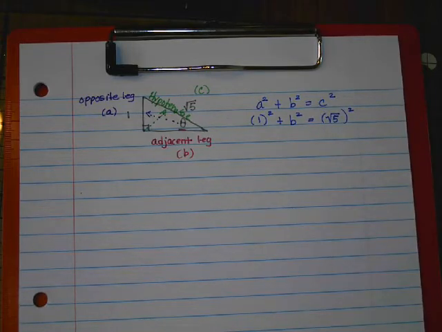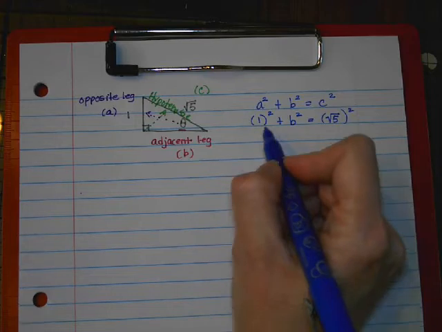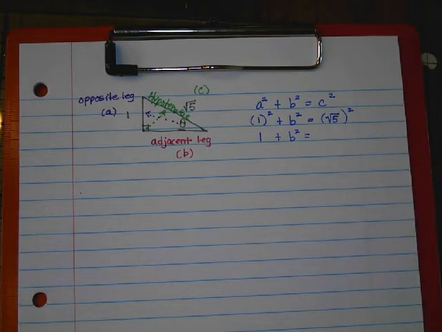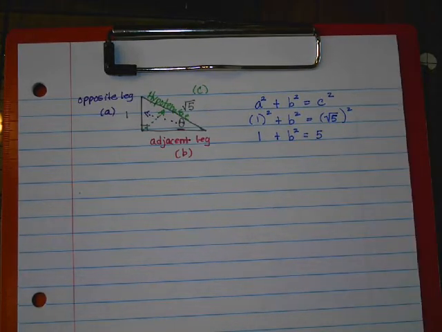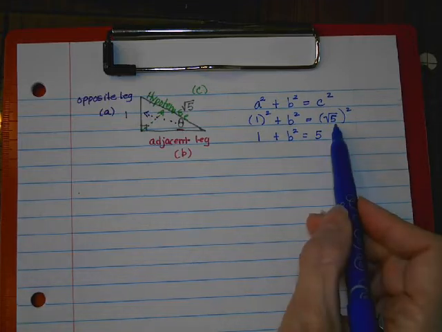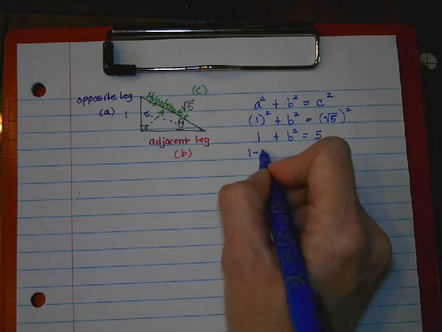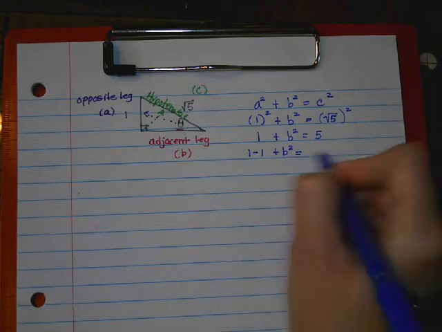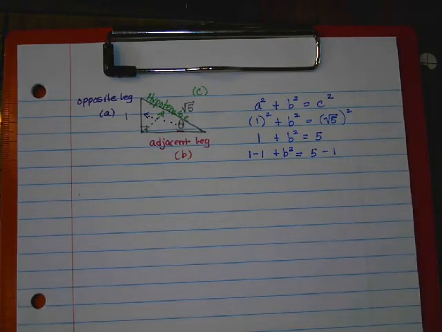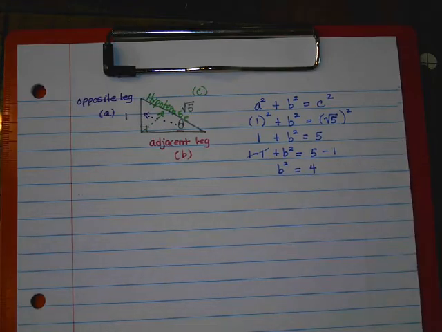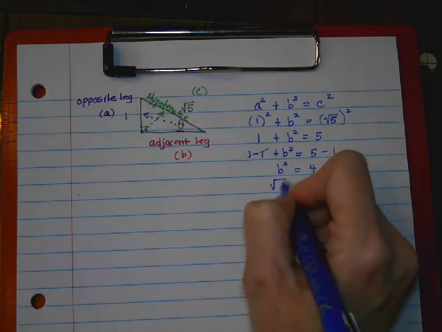All right, so here we go. We're going to square our 1. 1 times 1 is 1, plus B squared. The square root of 5 times the square root of 5 is the square root of 25, which is just equal to 5. So anytime we square a square root, we just get what's underneath the radical. We're solving for B squared, so we're going to subtract 1 from the left, and we'll subtract 1 from the right. So 1 minus 1 go away, leaving me with B squared. And 5 minus 1 is 4. The opposite of squaring is square rooting.